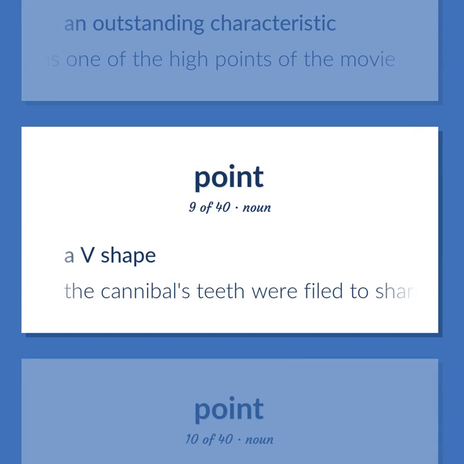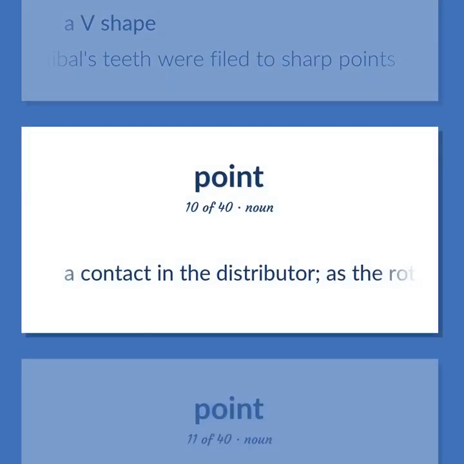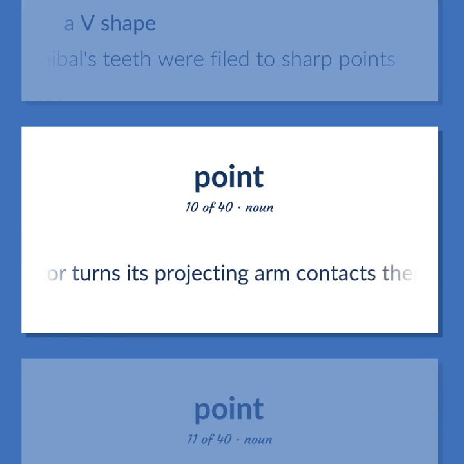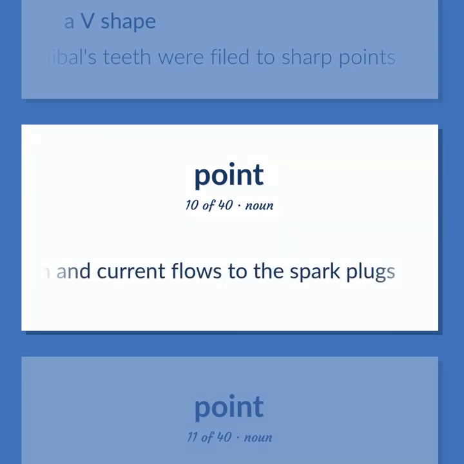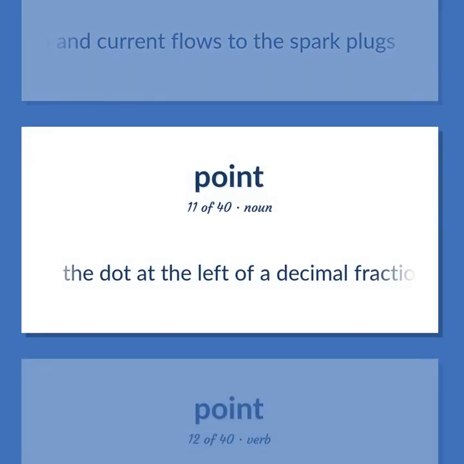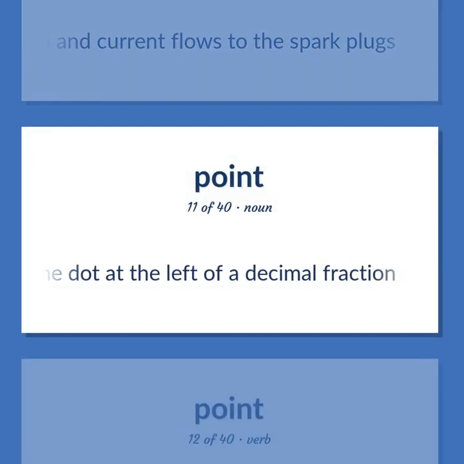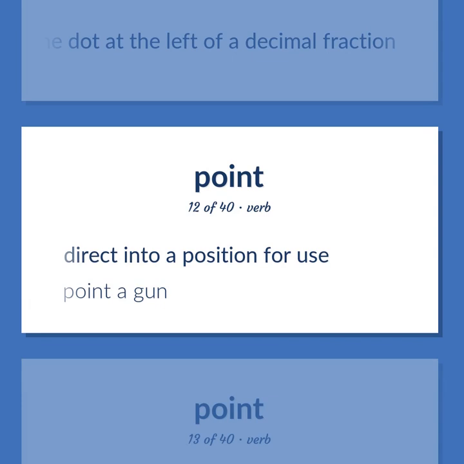A V shape. The cannibal's teeth were filed to sharp points. A contact in the distributor. As the rotor turns, its projecting arm contacts them and current flows to the spark plugs. The dot at the left of a decimal fraction. Direct into a position for use. Point a gun.